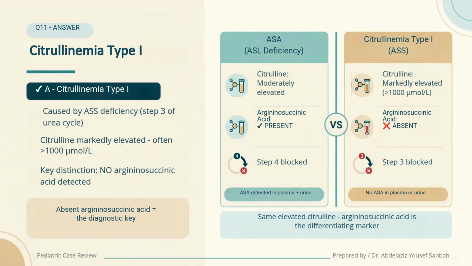Citrullinemia type 1 is caused by deficiency of argininosuccinate synthetase, which is step 3 of the urea cycle. In this condition, citrulline is markedly elevated, often above 1,000 micromoles per liter, because it accumulates immediately before the enzyme block. The key distinguishing feature in this case is that no argininosuccinic acid is detected. In argininosuccinic aciduria, the block is one step later, so argininosuccinic acid is present in both plasma and urine. The absence of argininosuccinic acid is therefore the diagnostic key that separates citrullinemia type 1 from argininosuccinic aciduria.